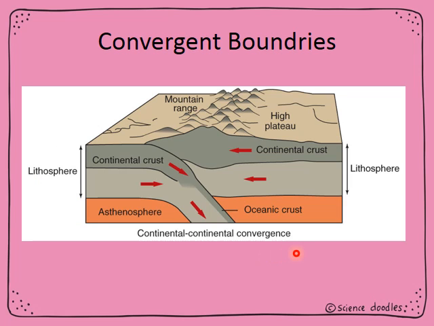So here's a picture of a convergent boundary. This continental crust on the left is moving this way, and the continental crust on the right is moving this way. And so at this point right in here, they are meeting. And so that is called a convergent boundary.